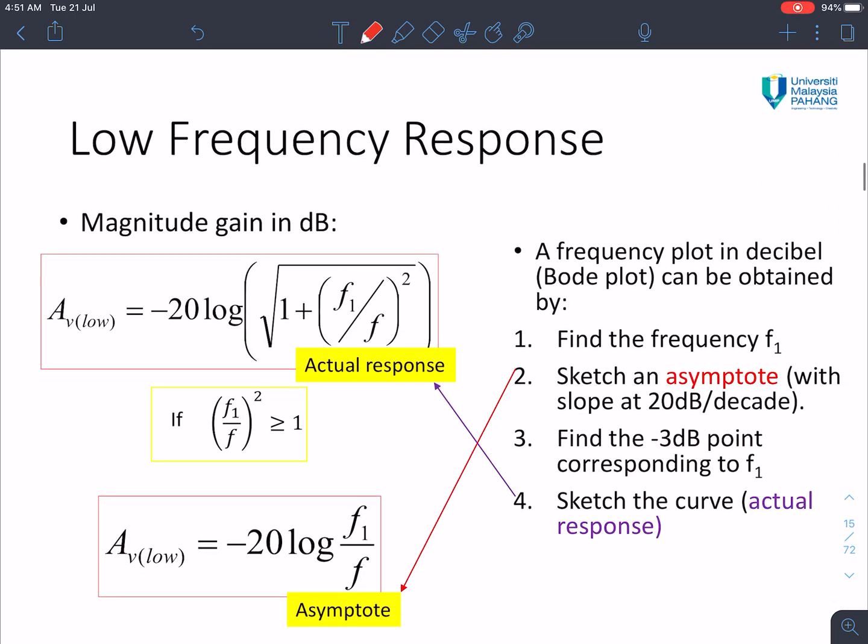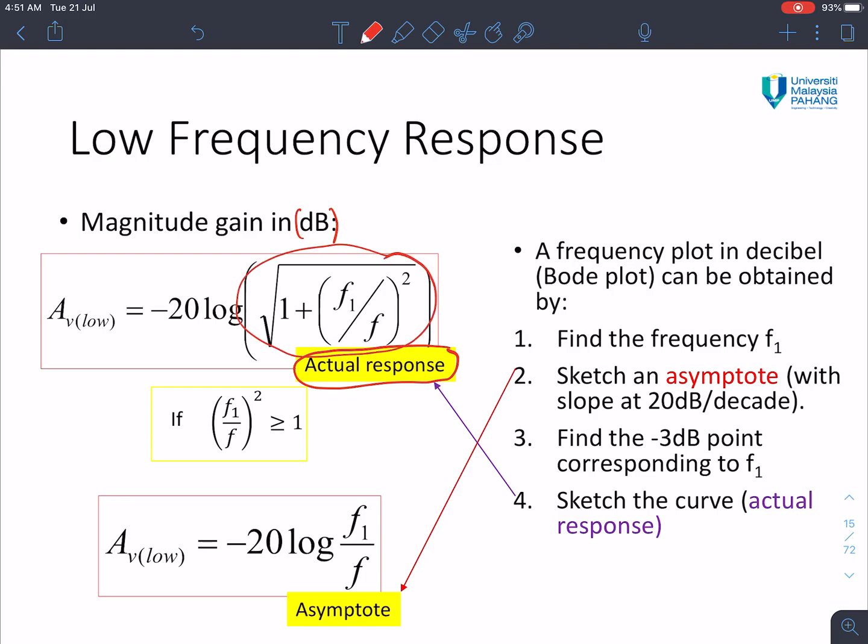Okay, in the low frequency response, the magnitude of the gain in decibel. This is the formula to get the magnitude, or we say the actual response of the gain. What is the actual response? The actual response is the curve that we see in the graph. So the formula is AV low equal to negative 20 log for this one.